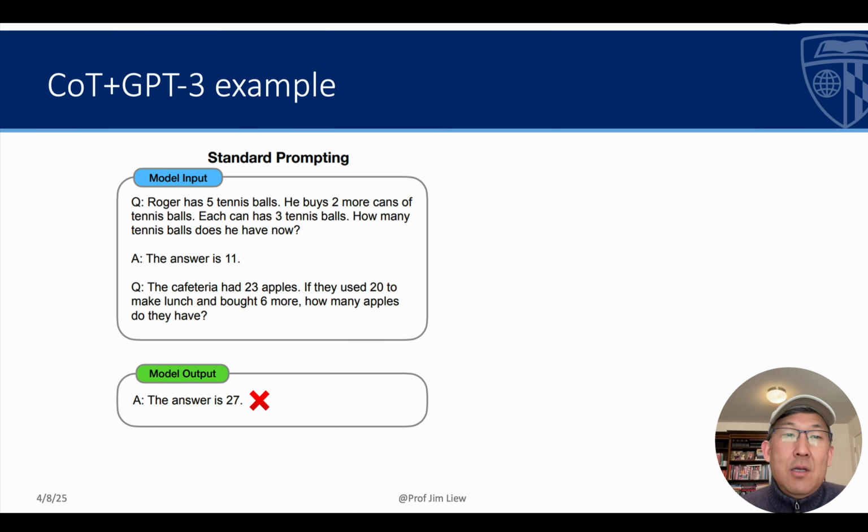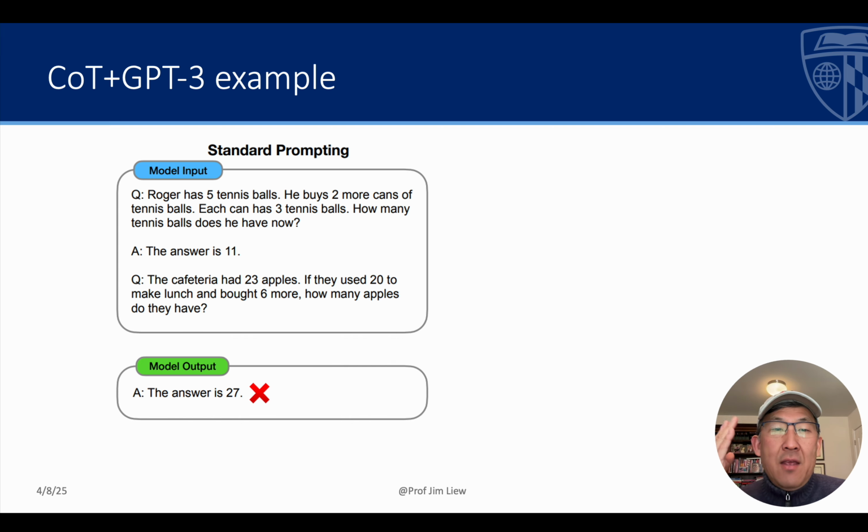So here's an example. In the standard prompting methodology, here's one question, here's one answer, so you're giving it one example. Roger has 5 tennis balls. He buys 2 more cans of tennis balls. Each can has 3 tennis balls. How many tennis balls does he have now? So 2 times 3 is 6, 5 plus 6 is 11. Okay, the answer is 11. But you didn't give it the logic that you used, the chain of thought. Basically, you just said the answer is 11.